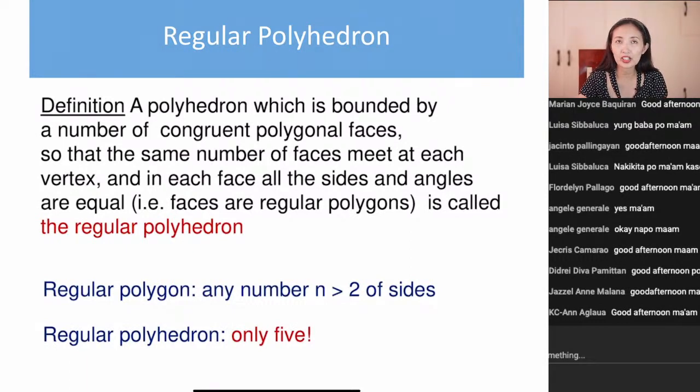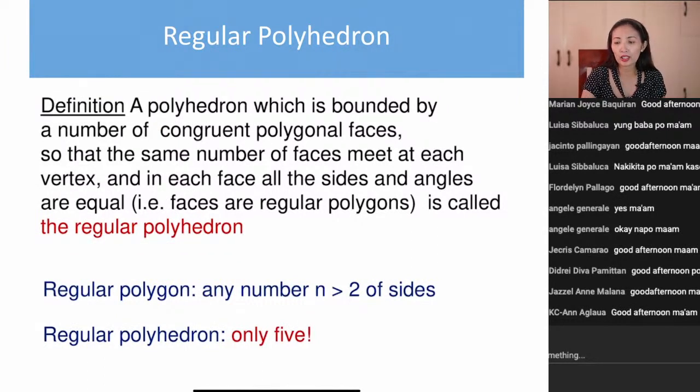By definition, a polyhedron is bounded by a number of congruent polygonal faces so that the same number of faces meet at each vertex, and in each face all the sides and angles are equal. The faces are regular polygons. And if the faces are regular polygons, then it is a regular polyhedron.